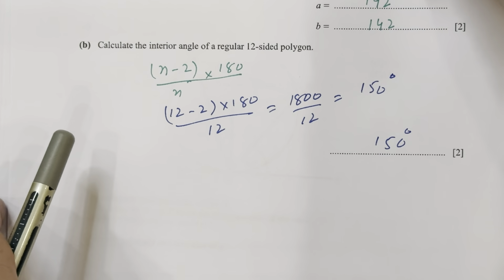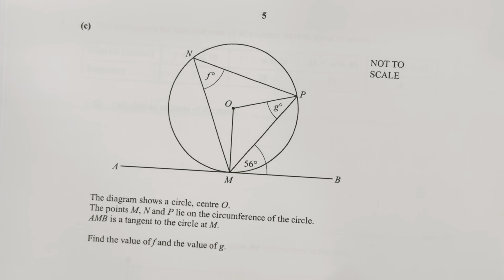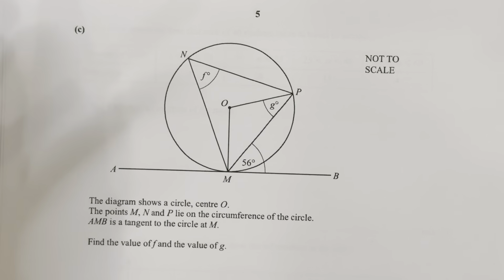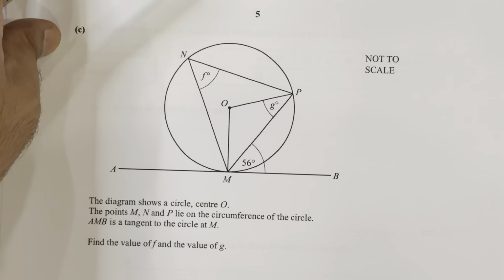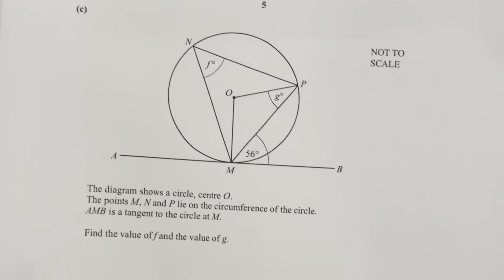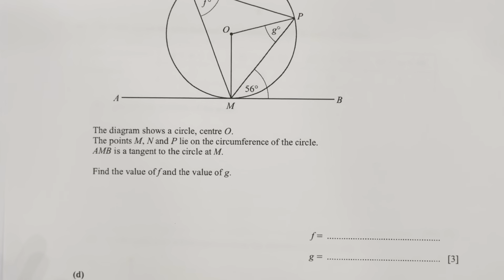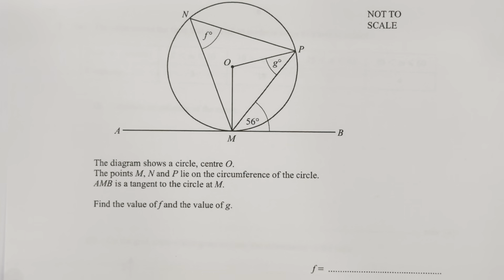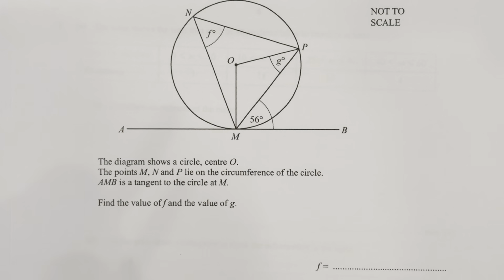Okay, moving to part C. Part C is from the topic of circle properties. The diagram shows a circle with center O. The points M and P lie on the circumference of the circle. AB is the tangent line to the circle at M. Find the value of F and the value of G.